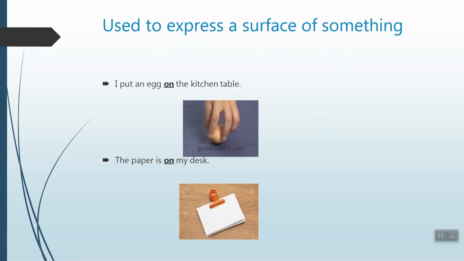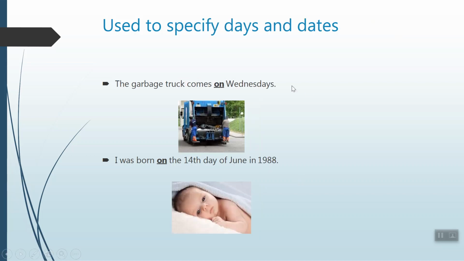Also we have on, used to express a surface of something. I put an egg on the kitchen table. The paper is on my desk. The laptop is on the table. It is also used to specify days and dates. The garbage truck comes on Wednesdays. I was born on the 14th day of June in 1988.